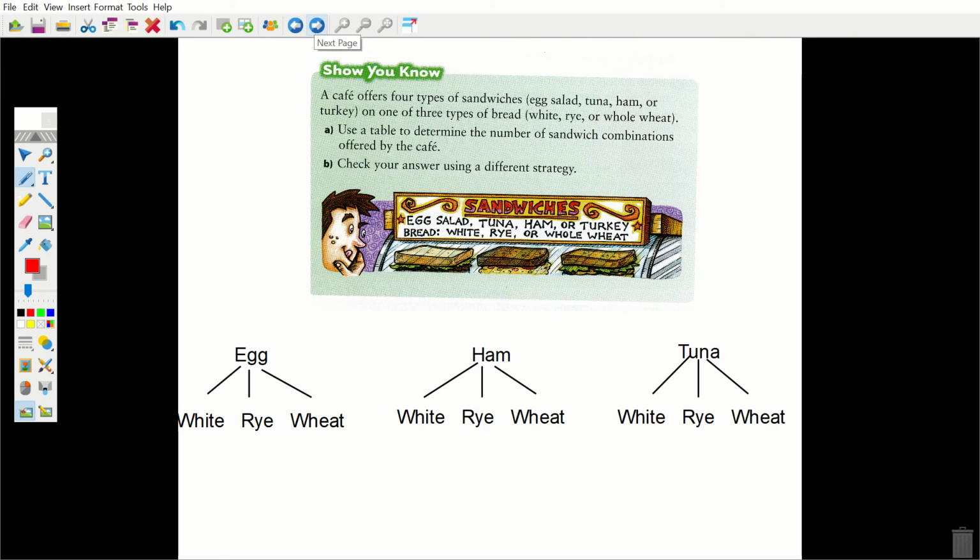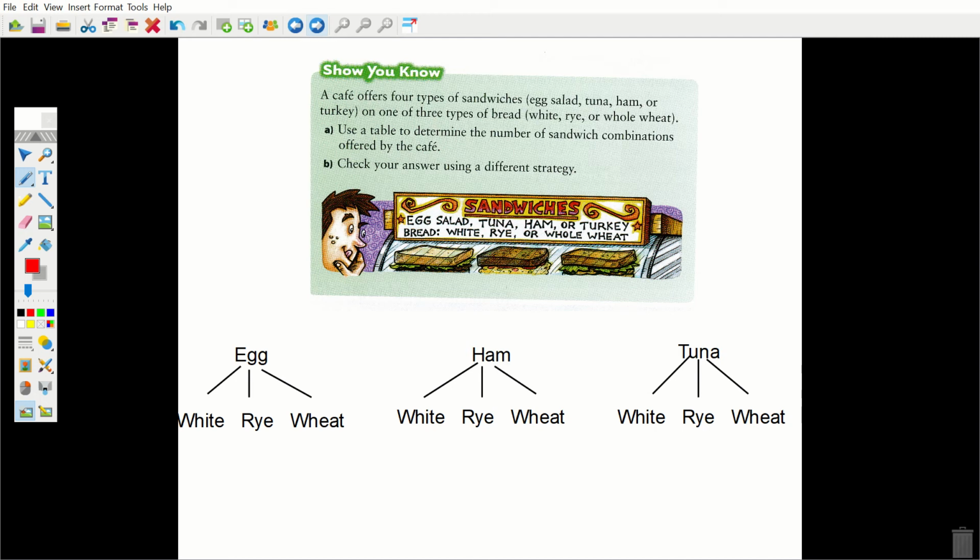For instance, if a cafe offers four types of sandwiches: egg salad, tuna, ham, or turkey. Here I only put three because I missed the turkey, but I have egg, ham, or tuna. So assume it offers three types of sandwiches. So you have egg, ham, or tuna, and you also have a choice of three different types of bread.